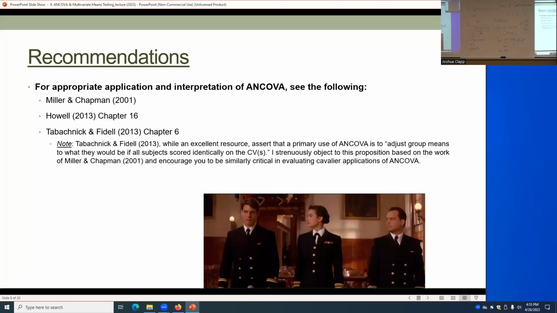is just to provide some context as you're reading that Miller and Chapman. Make sure to go through and read that Miller and Chapman piece. So look at that, right?